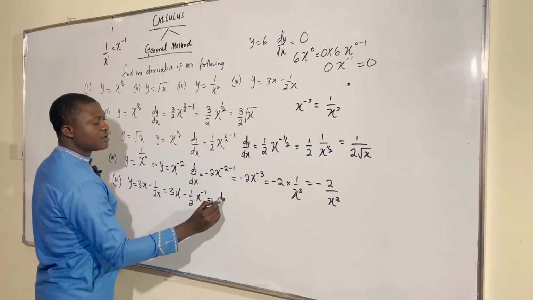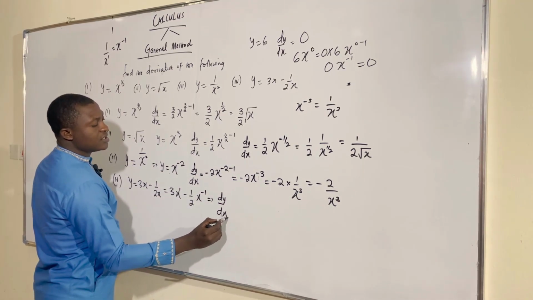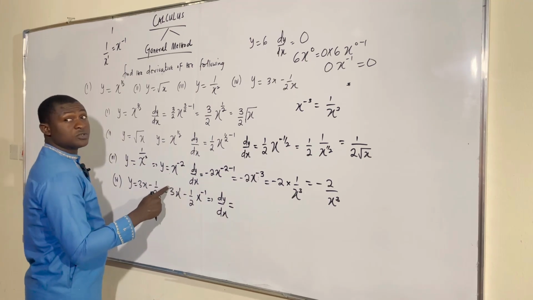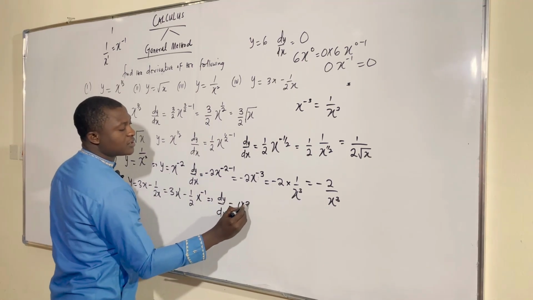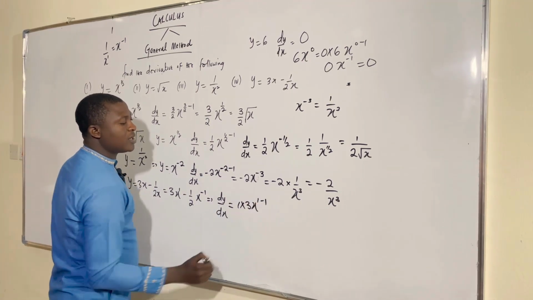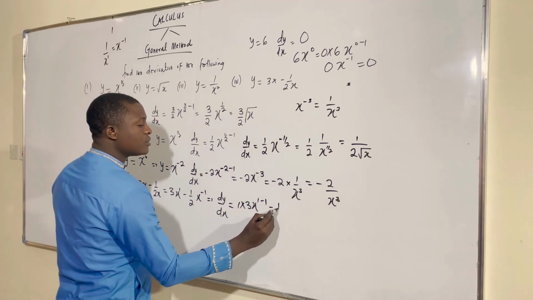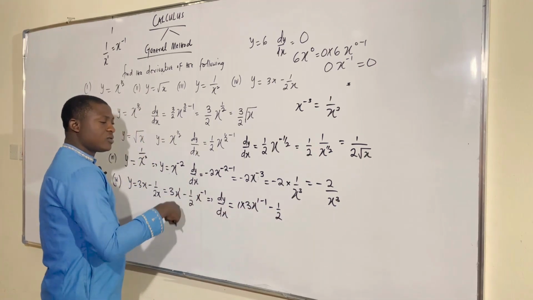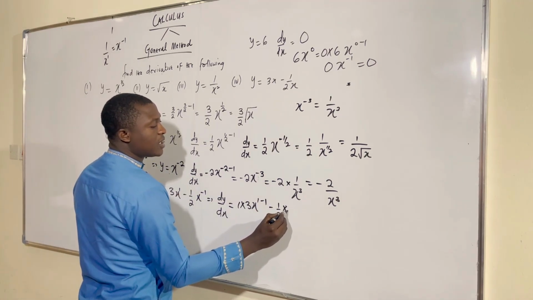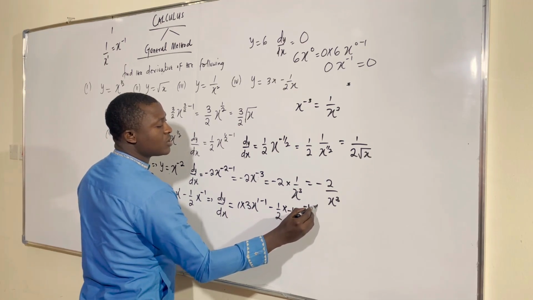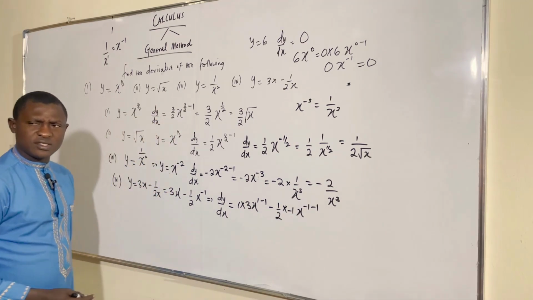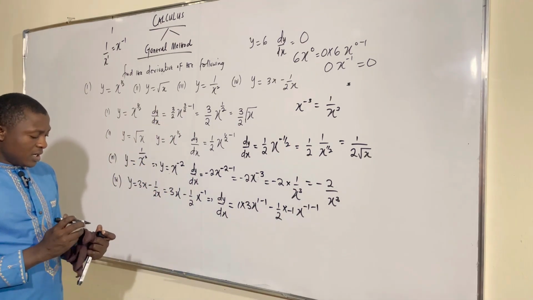So we have dy/dx is equal to, as usual, the power will come to the front. That's going to be 1 times (3x to the power 1 minus 1), minus 1 all over 2. So the power is going to come forward, times minus 1, x to the power minus 1 minus 1. I hope you get it right. Let me come again for this.